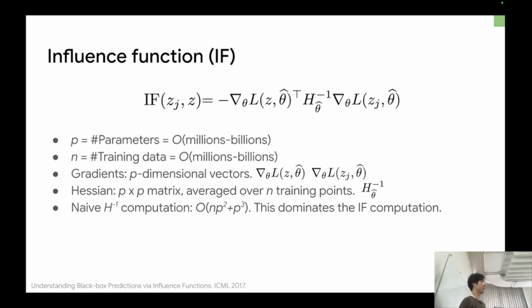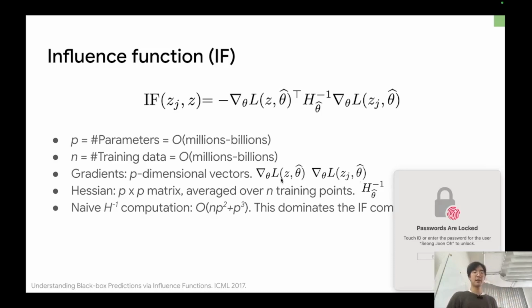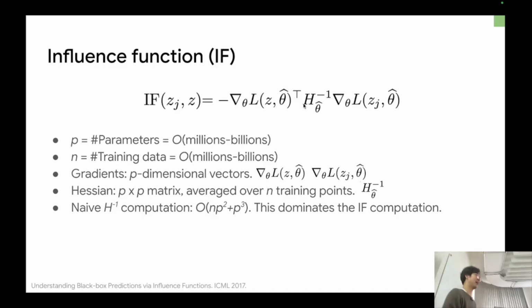The loss gradient, the parameter gradient of the loss, is on the order of millions or billions, depending on the size of the network, the number of parameters basically. And then you now have to take the inverse of the Hessian. For a p by p-dimensional matrix, it takes p cubed time to compute this inverse in general.